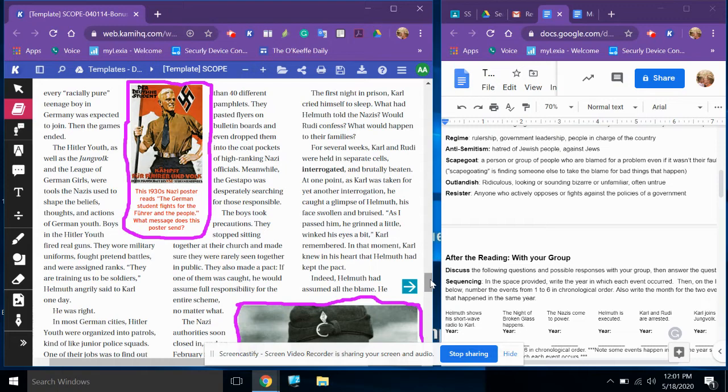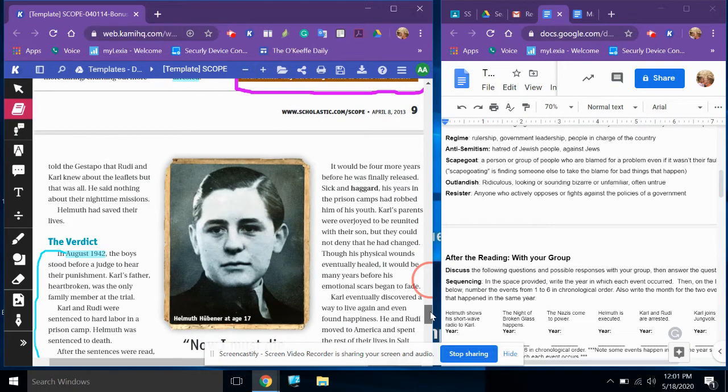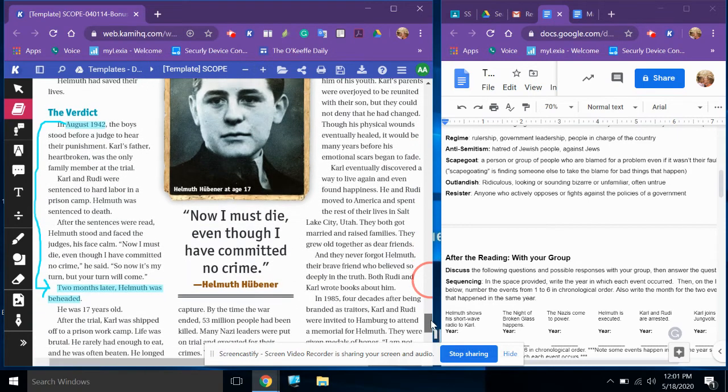Indeed, Helmuth had assumed all the blame. He told the Gestapo that Rudi and Carl knew about the leaflets, but that was all. He said nothing about their nighttime missions. Helmuth had saved their lives. The verdict.